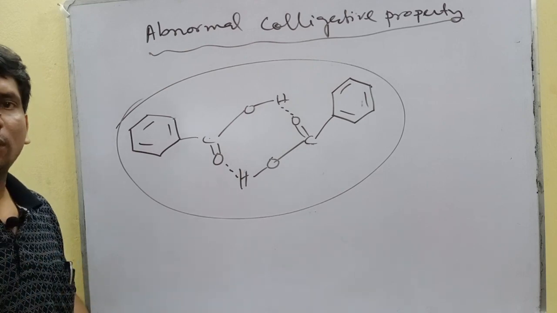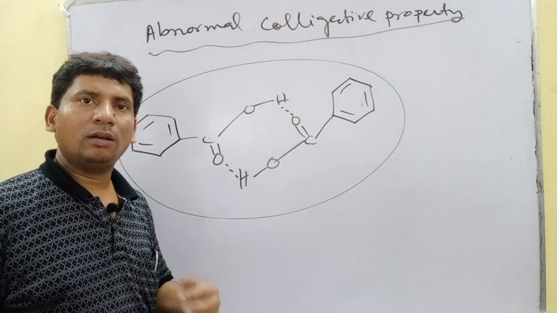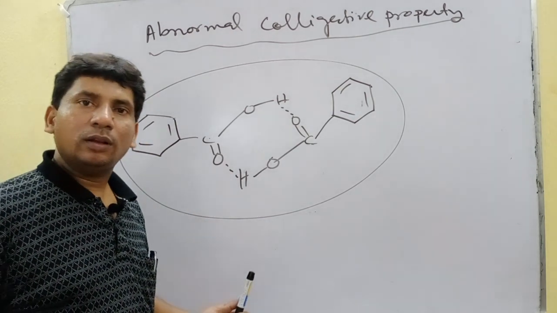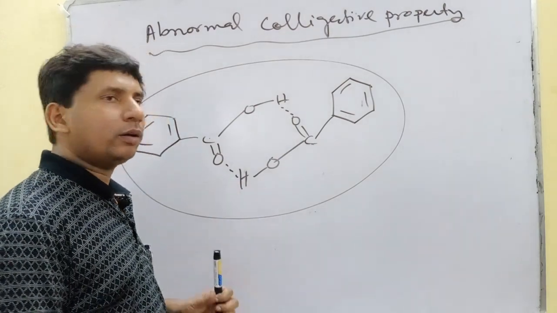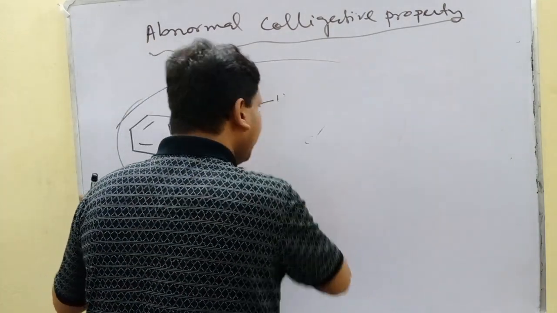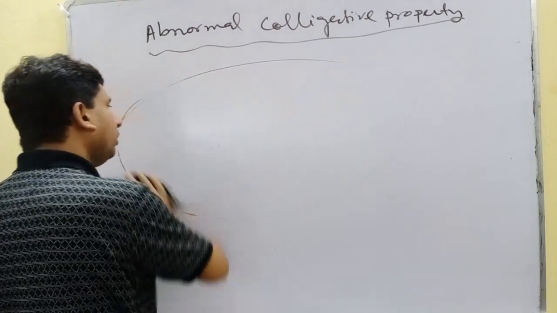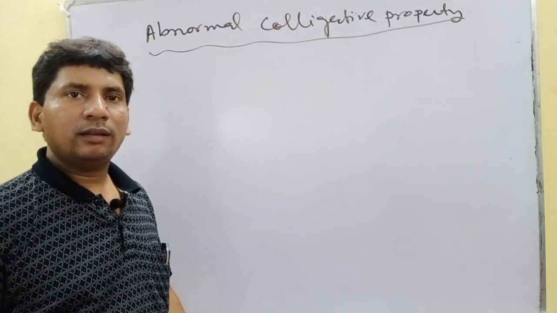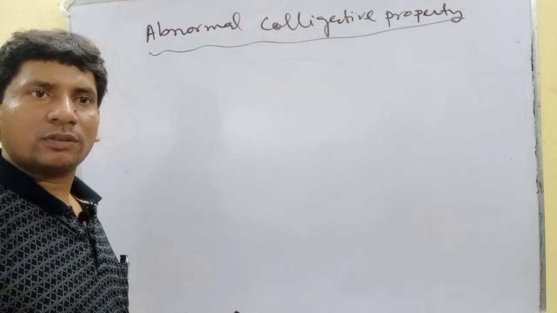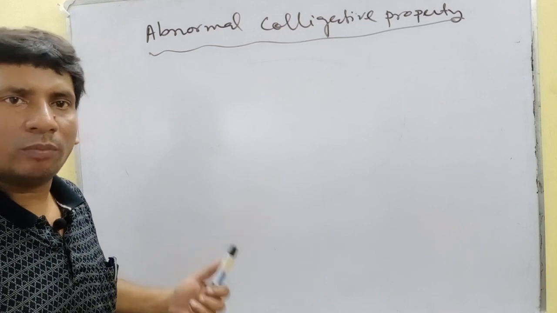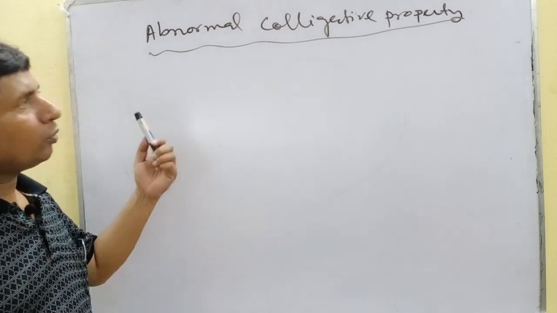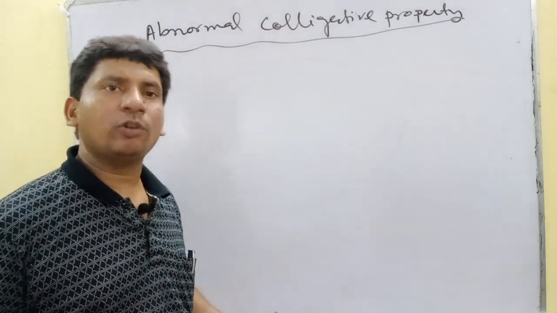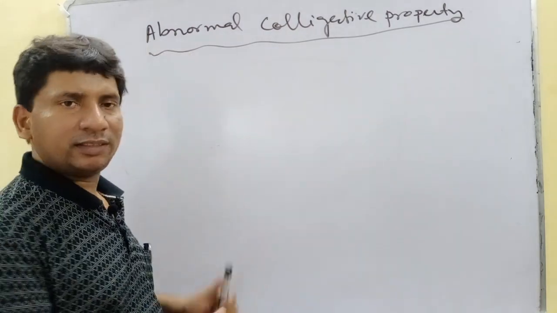Delta Tb equals Kb into m, then if m is just half, we will not get the normal colligative property, hence we will get the abnormal colligative property, or the molecular weight will be double, okay, if it is dimerized.